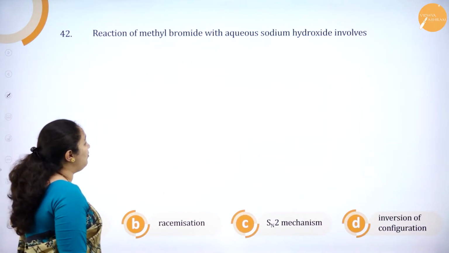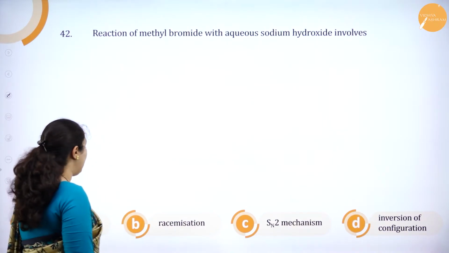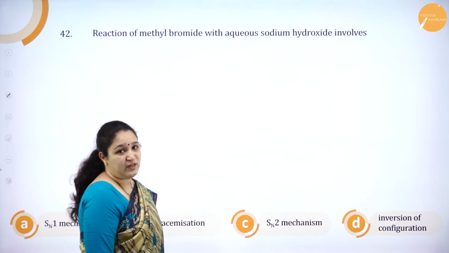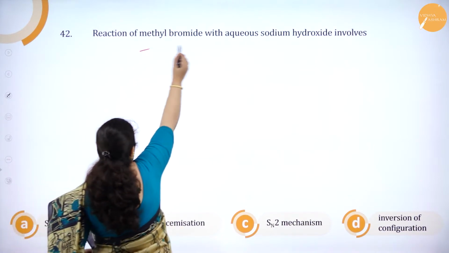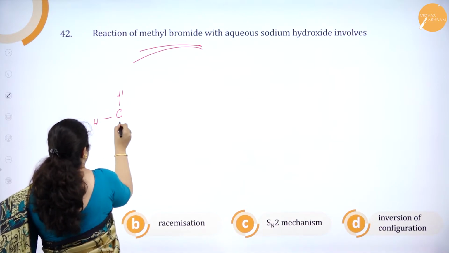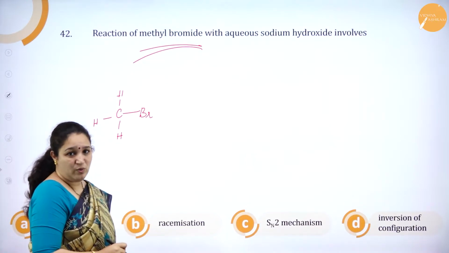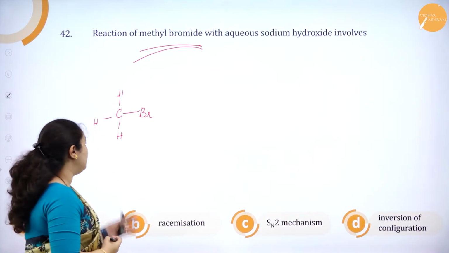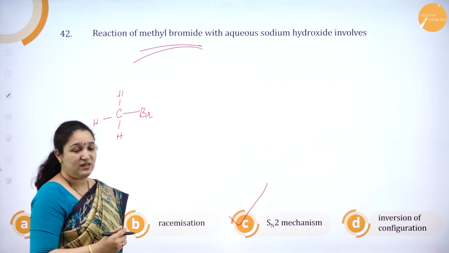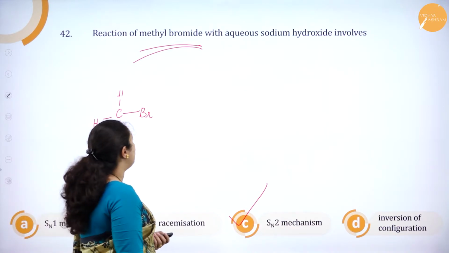Reaction of methyl bromide with aqueous sodium hydroxide involves SN1 mechanism, racemization, SN2 mechanism, inversion of configuration. So it is methyl bromide, that is CH3Br with aqueous NaOH. What is the mechanism? It will undergo SN2 mechanism, isn't it? Thus, option C is the right answer. Next question.